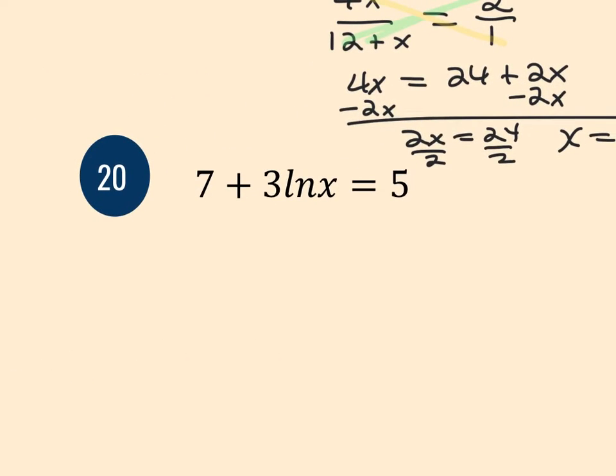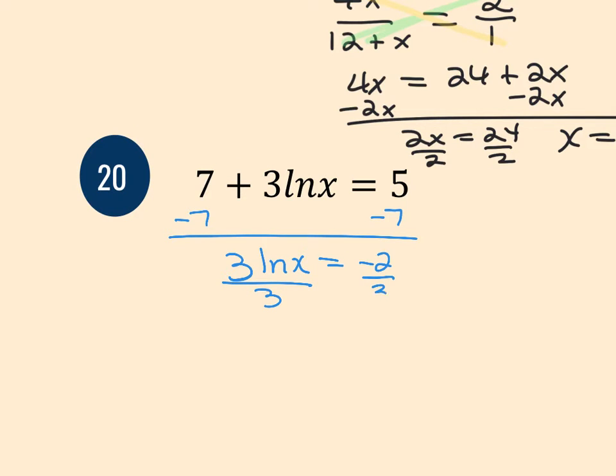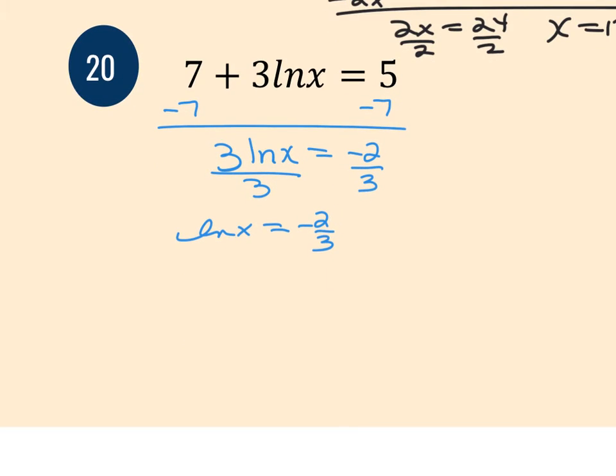So again, I'm going to move the 7 first. We're working backwards of order of operations. We always add or subtract first when we're solving. And now I'm left with 3 ln x equals -2. Divide by 3. ln x is equal to -2/3. I'll now turn it into exponential because I cannot solve it in this form. So I get e to the -2/3 power equals x.